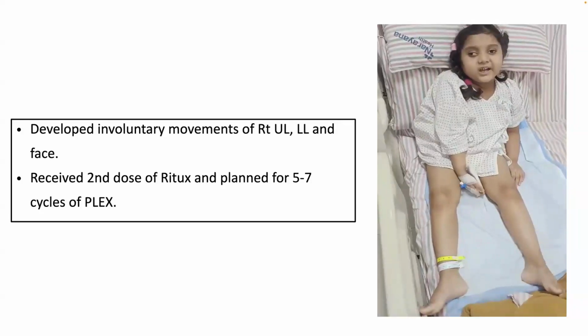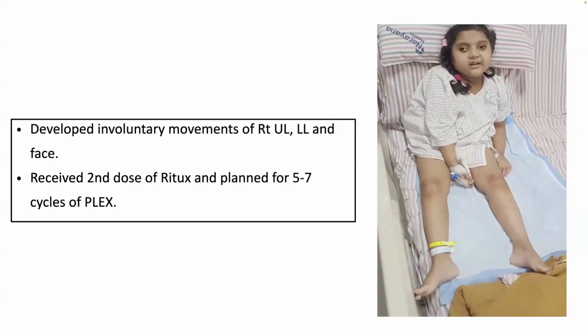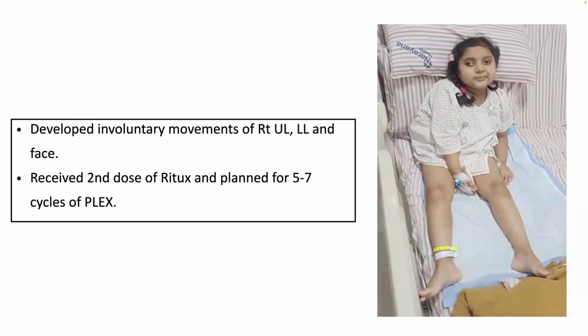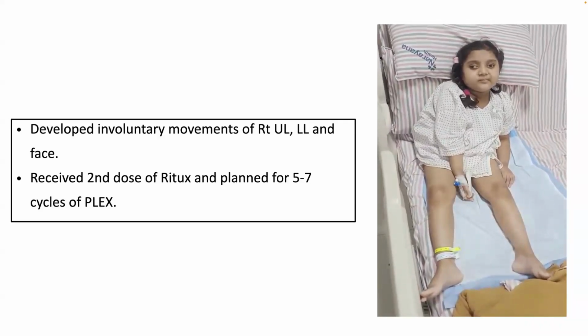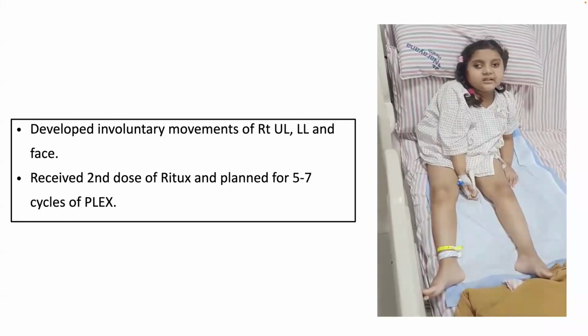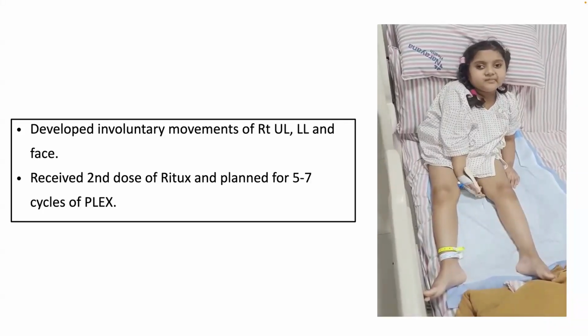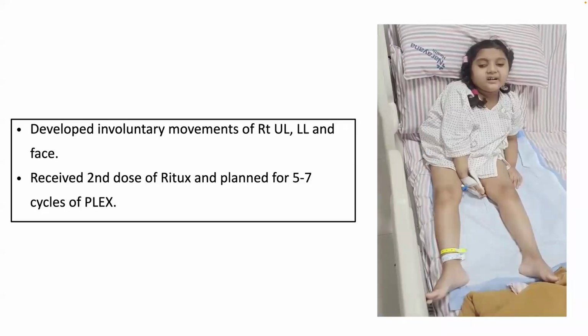Yeah. So after that, she developed involuntary movements of the right upper limb and lower limb, like major myoclonus. She received the second dose of rituximab, and she was planned for 5 to 7 cycles of PLEX. Next slide.